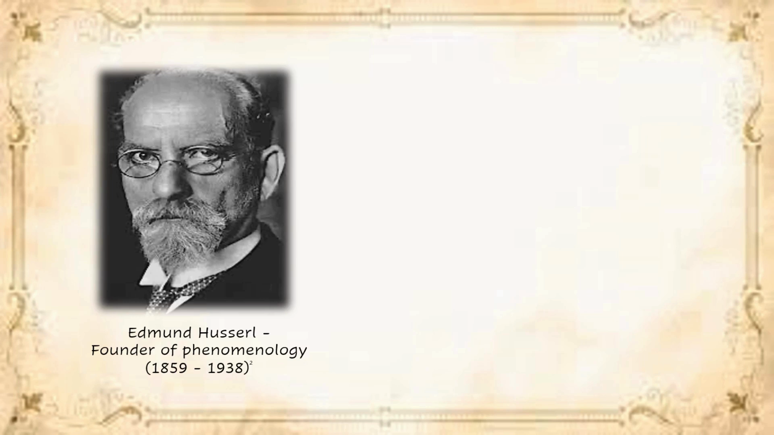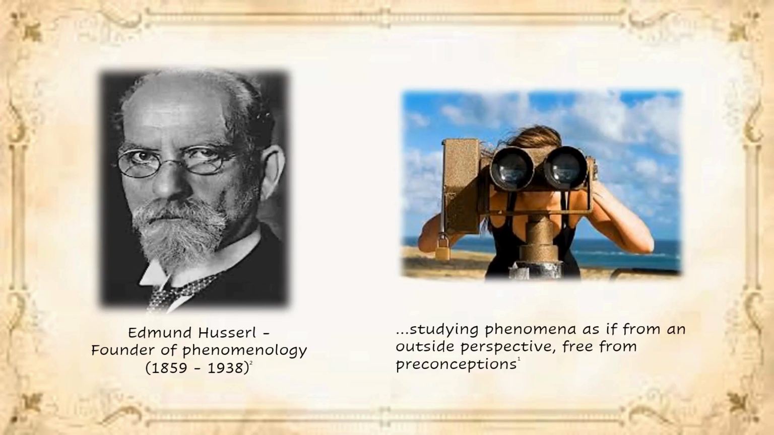There are two primary approaches in phenomenology. The first is Husserl's transcendental phenomenology, which involves studying phenomena as if from an outsider's perspective, free from preconceptions. This is done by bracketing the researcher's biases and preconceptions to view the phenomenon objectively. As Husserl himself explained, transcendental phenomenology is the objective study of human subjectivity.